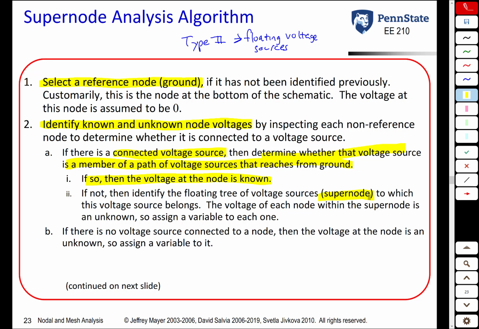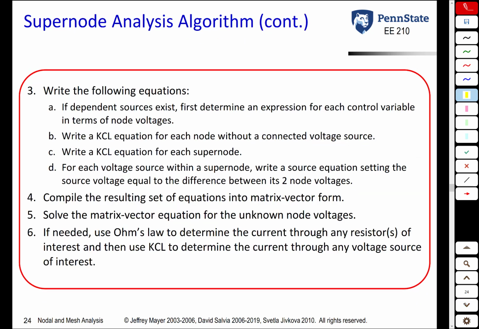And if it's a floating voltage source and you have a supernode, you have to assign a variable to the node at either end of that supernode. Then, if you have a node that has no voltage source at all, you also do not know the voltage, so you assign a variable to it. So if there's no voltage source at all, you have to assign a variable. Once you assign your variables to all of your nodes, you now write the equations.